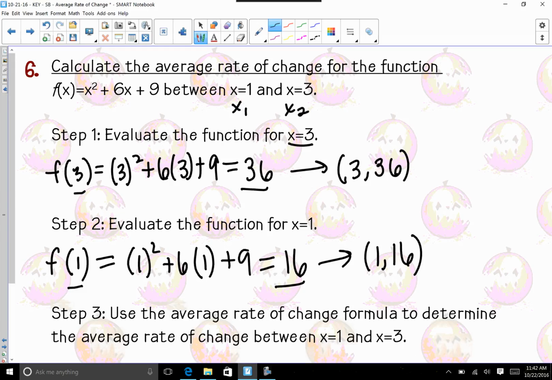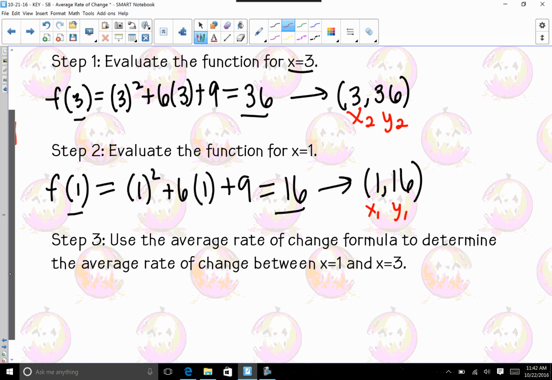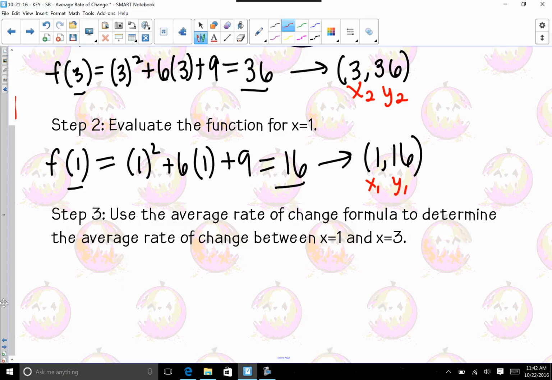That came first. So if I needed to come back and just think for a second, this is x1, this is y1, this is x2, this is y2. It doesn't matter as long as you keep them the same, but I just like to make sure that I know which is my first coordinate and the second coordinate. I usually go from left to right, and I know that x equals 1 is smaller than x equals 3 on a graph. So I'm going to find the average rate of change, and I remember y2 minus y1 over x2 minus x1 when I have ordered pairs.